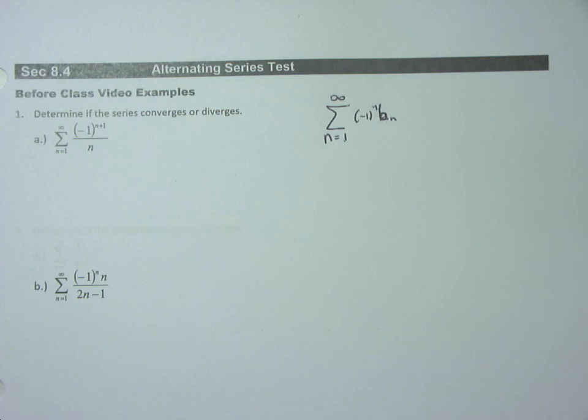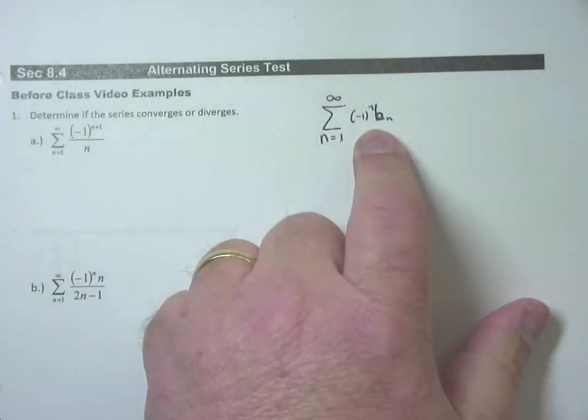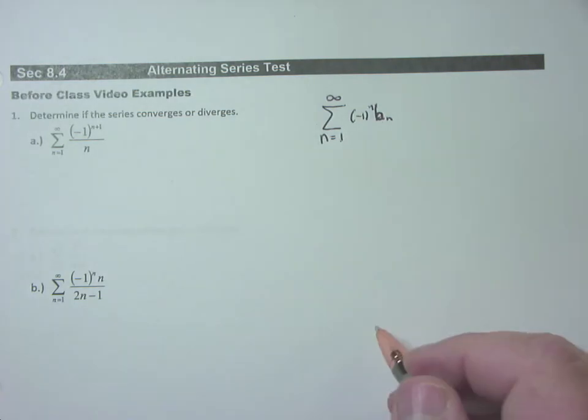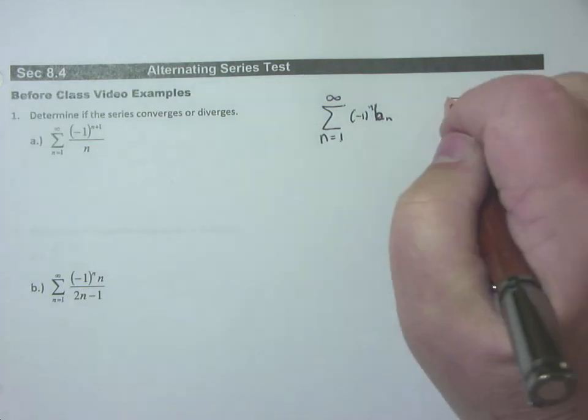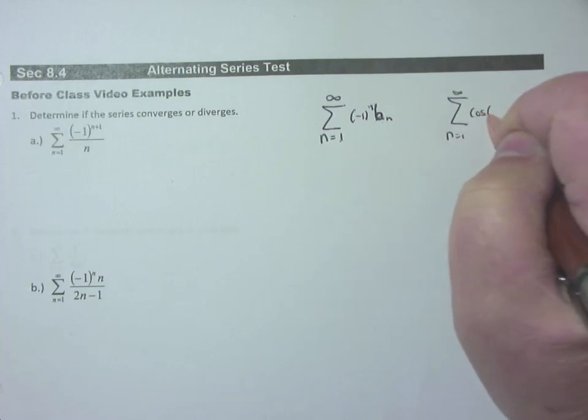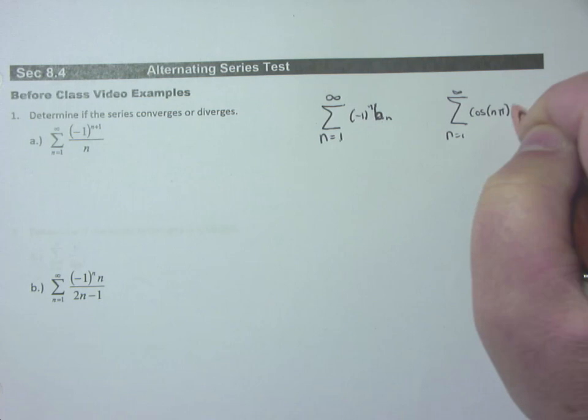So it could be -1 to the n, -1 to the n plus 1, -1 to the n minus 1. It's -1 to some power of n. That makes it an alternating series. Does that make sense? But sometimes they try to be fancy with you. There's also this look: the sum as n goes from 1 to infinity of the cosine of n pi times b_n.